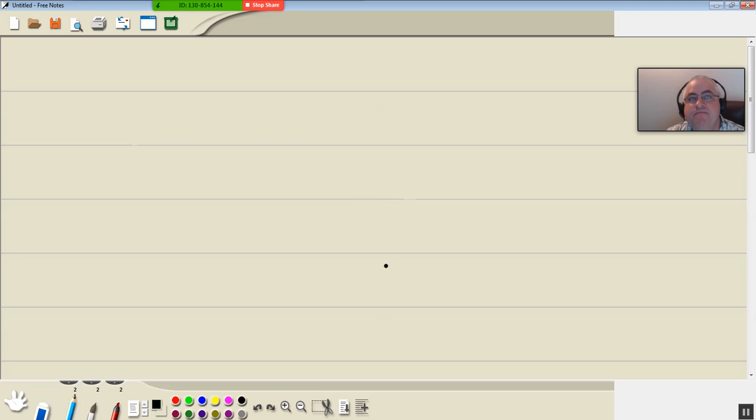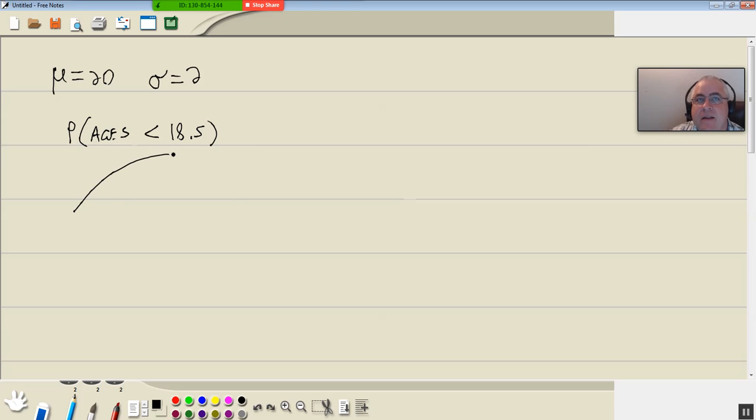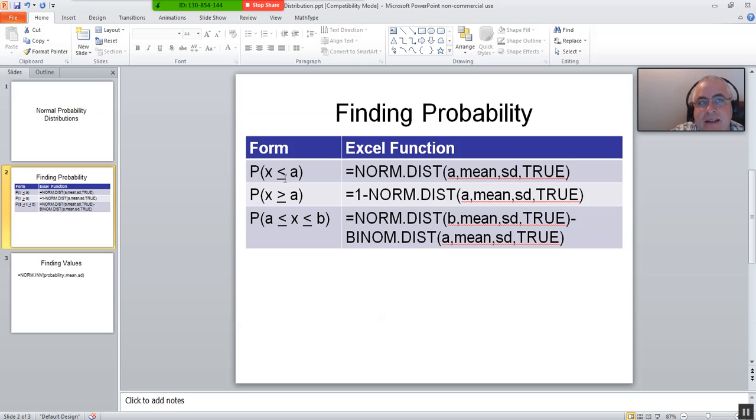So let's come over here and say the mean average age is 20 with a standard deviation of 2. And we're trying to find a probability that these ages, pick one person out, and probability that their age is less than 18.5. Now here's 18.5. Less than would be shaded this way. So it'd be going this way. Now you might come over here and look at this and say, well, there's no less than. That's a less than or equal to.